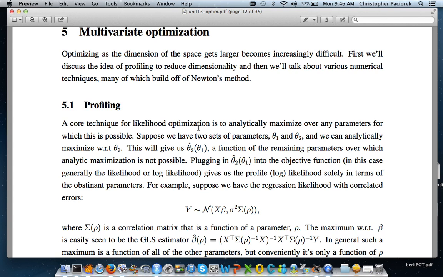Okay, so I've gone from p plus 2 dimensions down to 2 dimensions down to 1 dimension. This is now going to be a pretty easy numerical optimization. Once I get rho hat, I sort of walk my way back up. Once I know what rho hat is, I know what sigma squared hat is. And once I know what rho hat is, I also know what beta hat is, because that's also just going to be a function of rho. Okay, any questions about that?